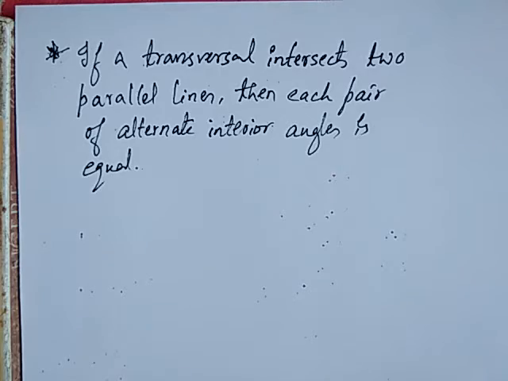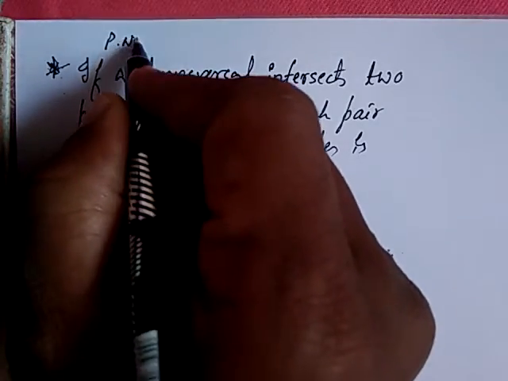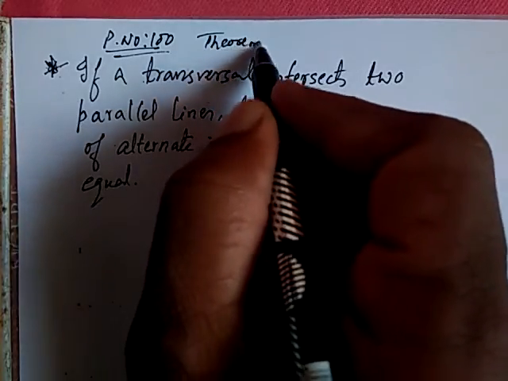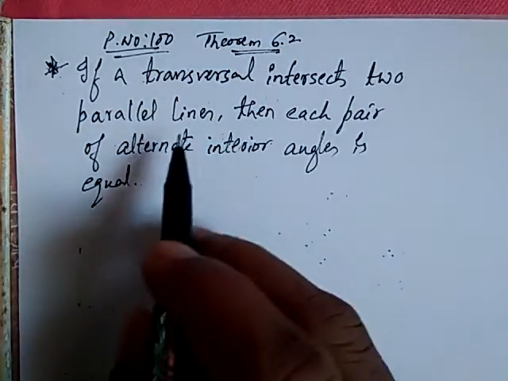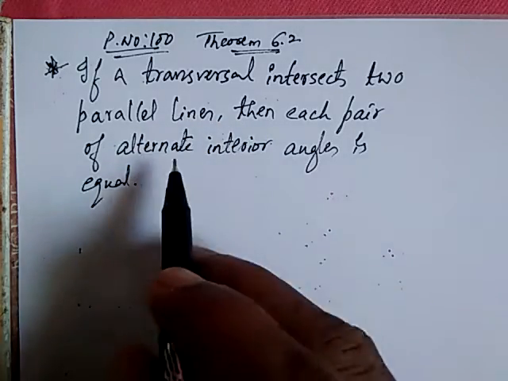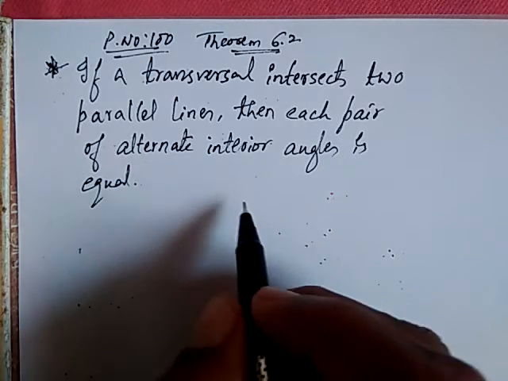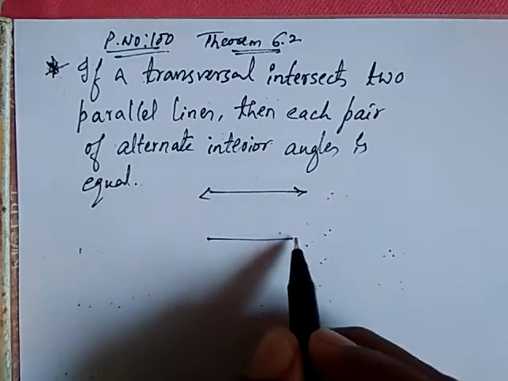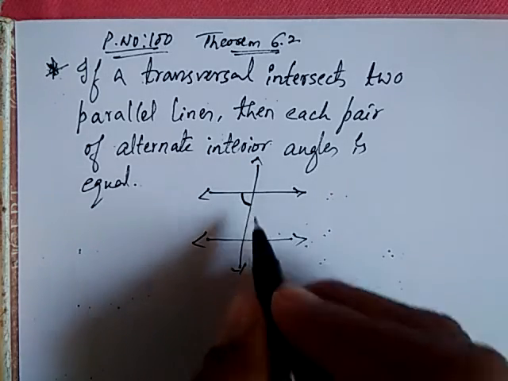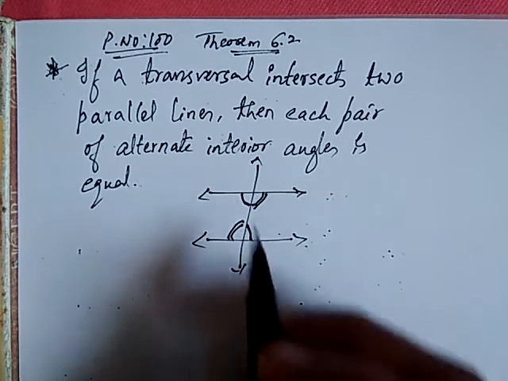Okay, so the next statement is from page number 100. It is given there as theorem 6.2, which we will study. If a transversal intersects two parallel lines, then each pair of alternate interior angles is equal. In the previous case corresponding angles were equal; here alternate interior angles are equal. So how will it be? This is the angle, these two are the parallel lines, and this is the transversal. Alternate interior angles means these will be equal, and these will be equal.